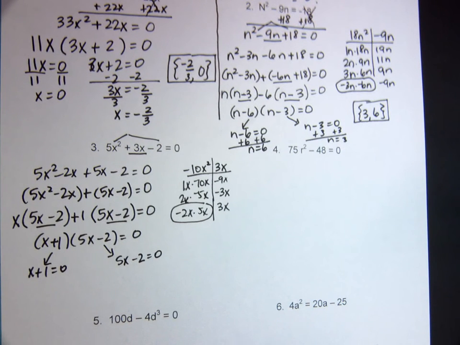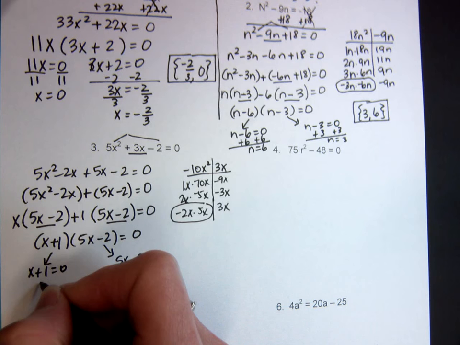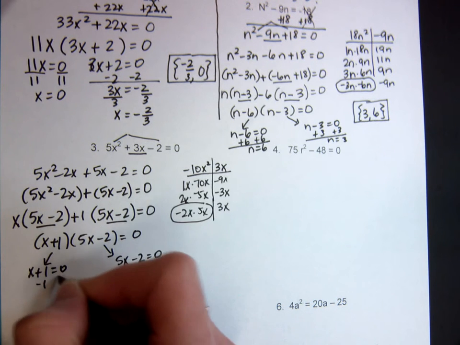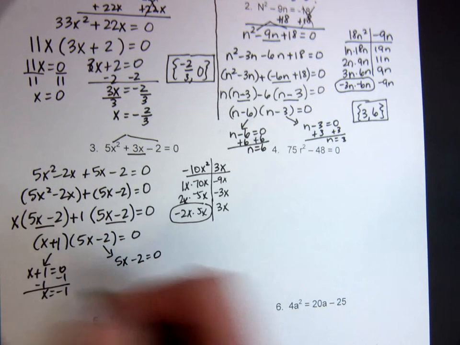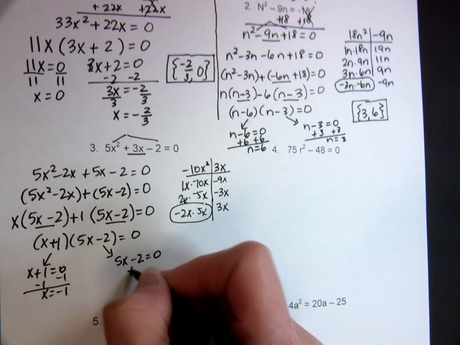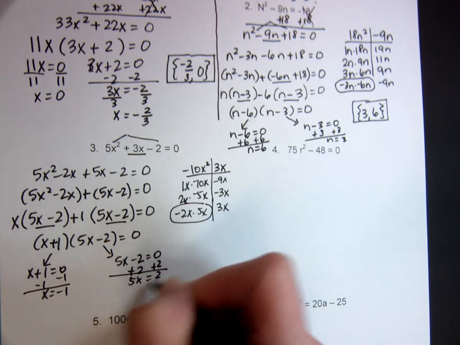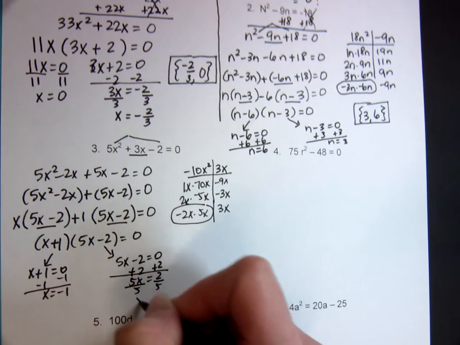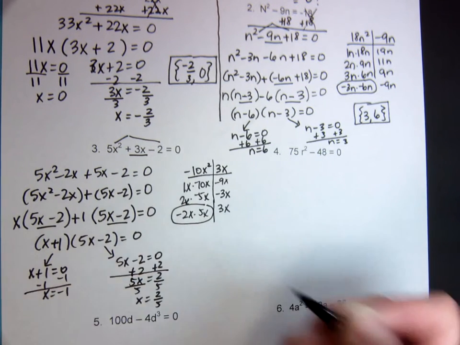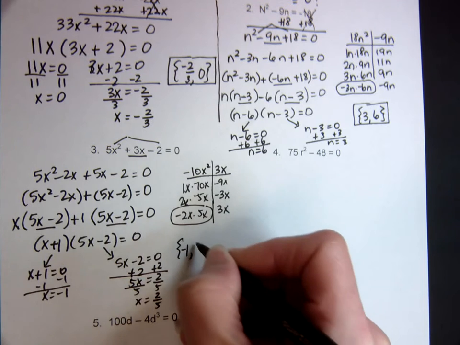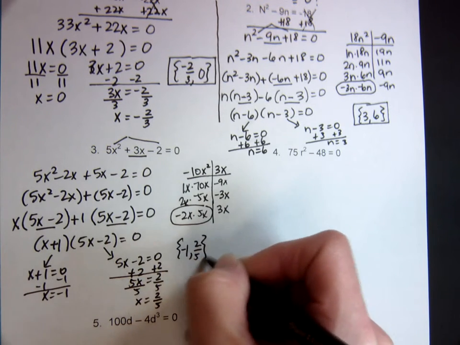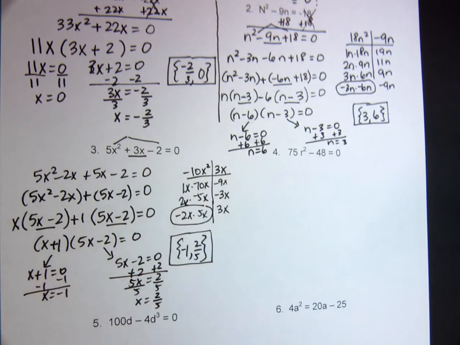So what are we going to do on this one? Subtract 1. X equals negative 1. On this one, we can add 2, and then what? Divide by 5. So then we would end up with negative 1 and 2/5.